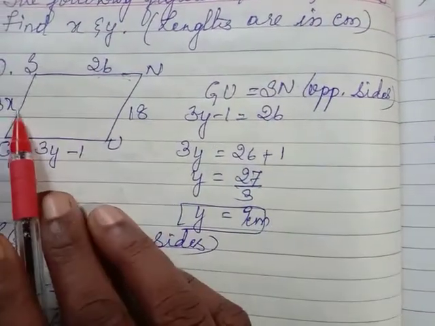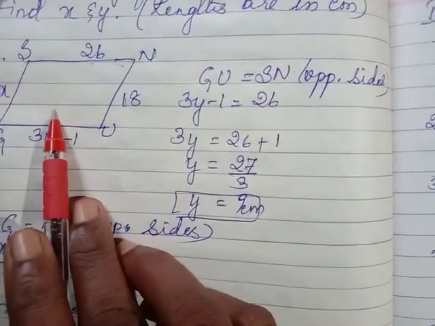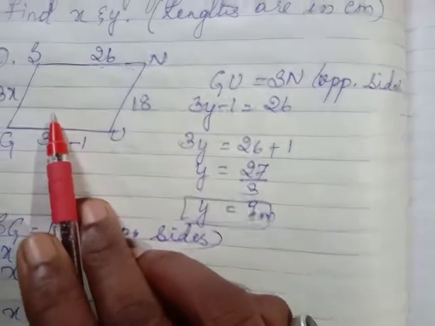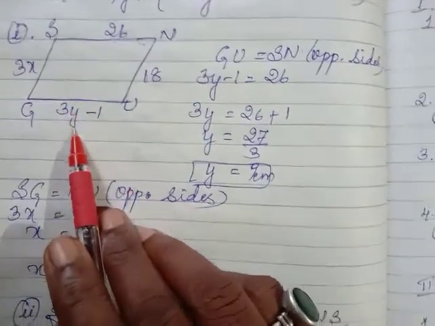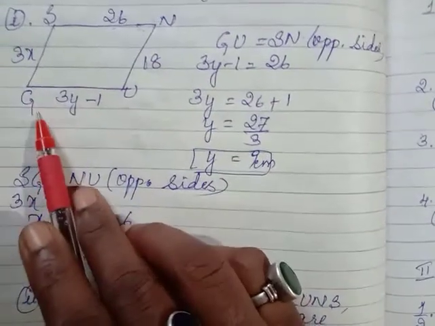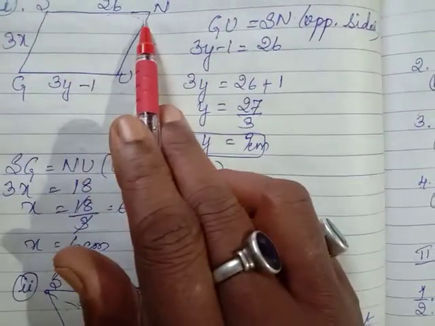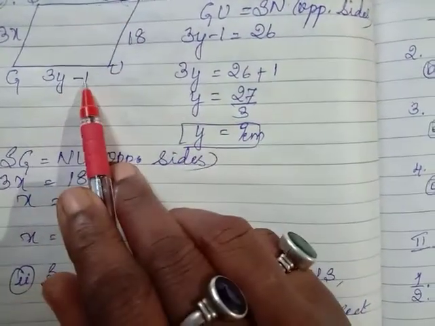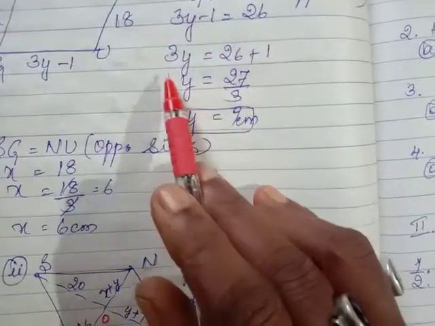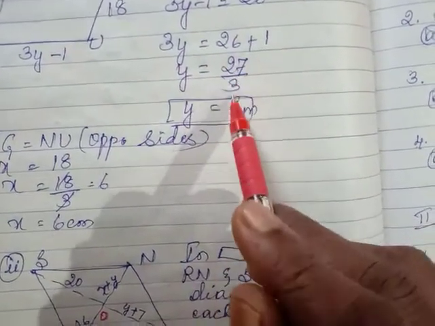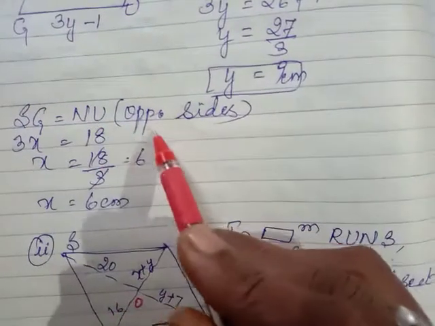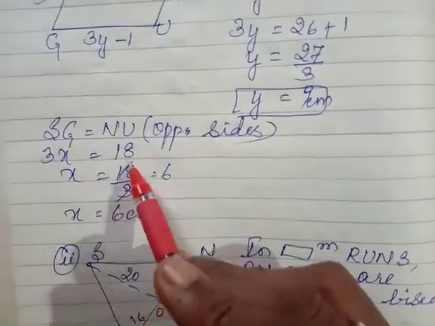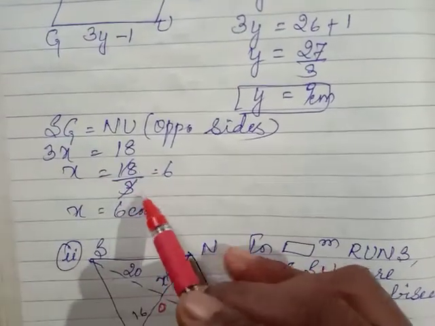Okay. So here this is what they have given. Opposite sides are equal. We know opposite sides are equal in a parallelogram. That is GU is equal to SN. 3y minus 1 is equal to 26. 3y is equal to 26 plus 1, 27 by 3, it's 9 centimeters. SG is equal to NU is equal to 3x is equal to 18. x is equal to 18 by 3 is equal to 6. x is equal to 6 centimeters.